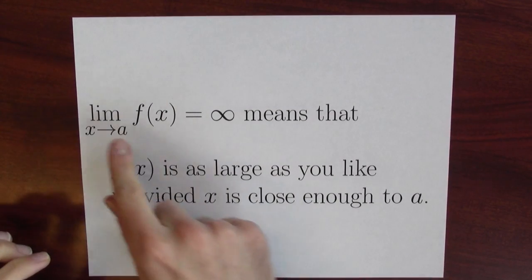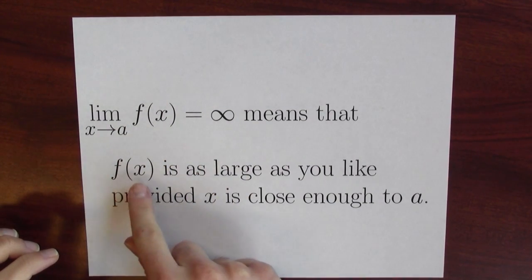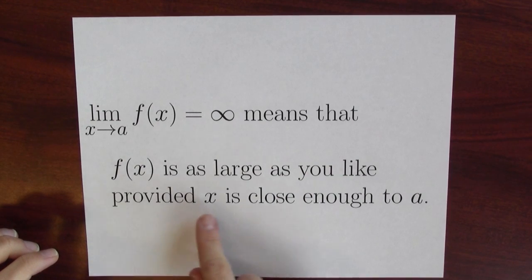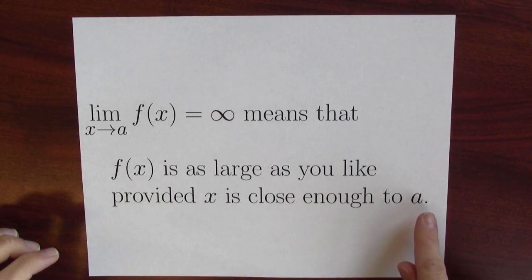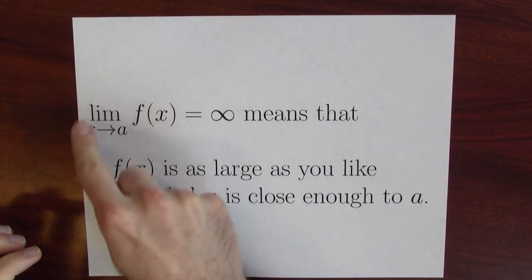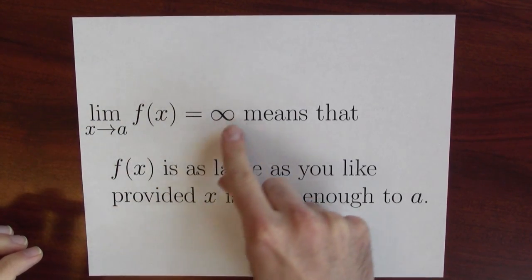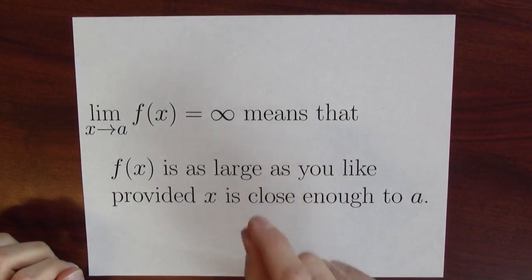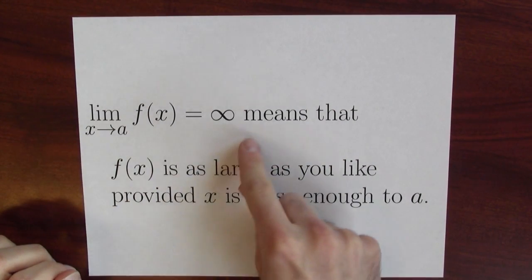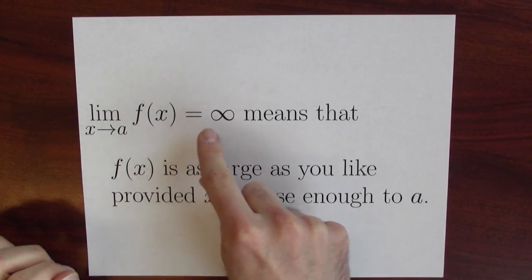Here's what it means. The limit of f of x as x approaches a equals infinity means that f of x is as large as you like, provided x is close enough to a. Now, as a bit of a warning, I'm not saying that this number, the limit of f of x as x approaches a, is equal to this number. Infinity is not a number. What I am doing here is attaching a precise meaning to the entire statement that the limit of f of x is infinity. So that's what it means precisely, but what does that mean practically?